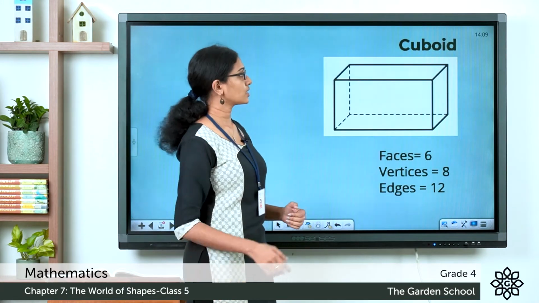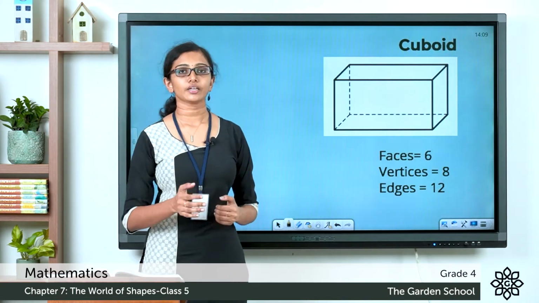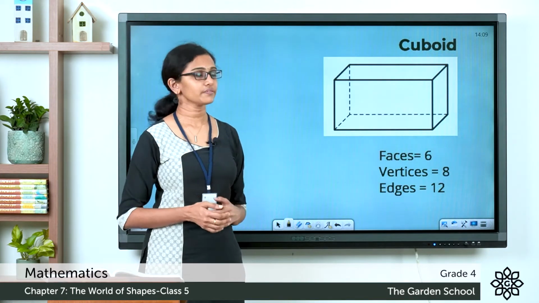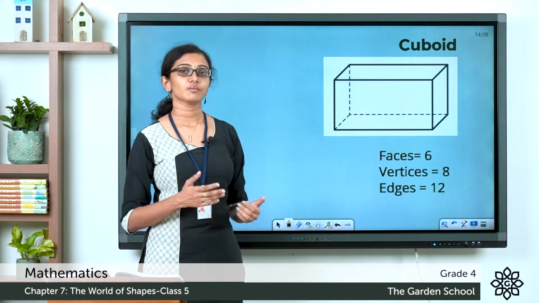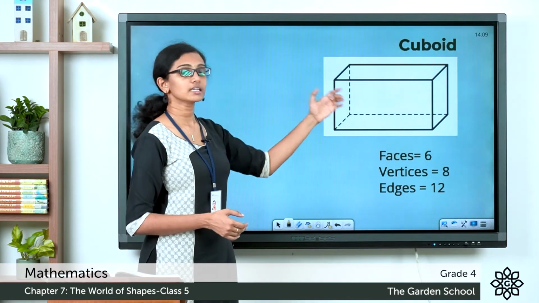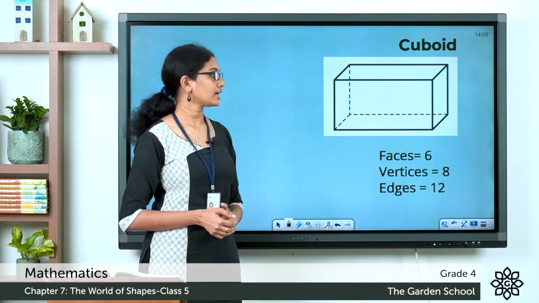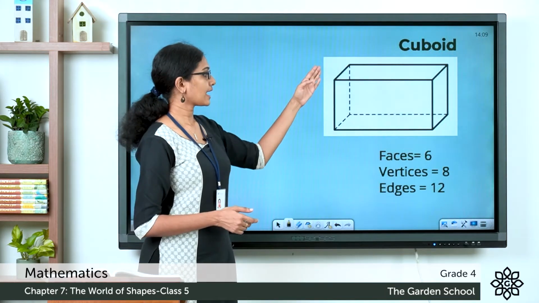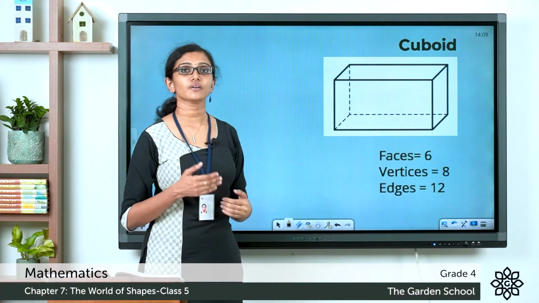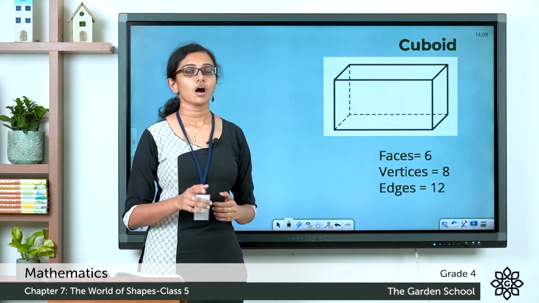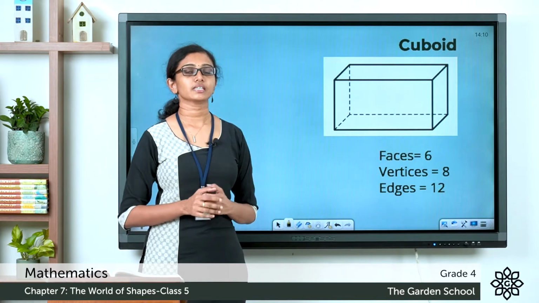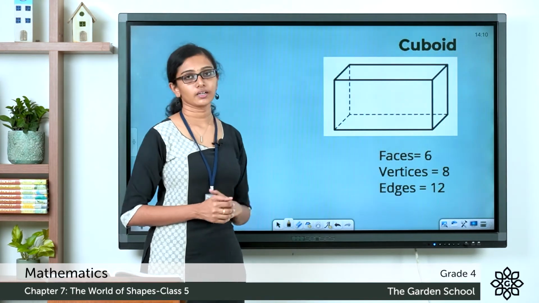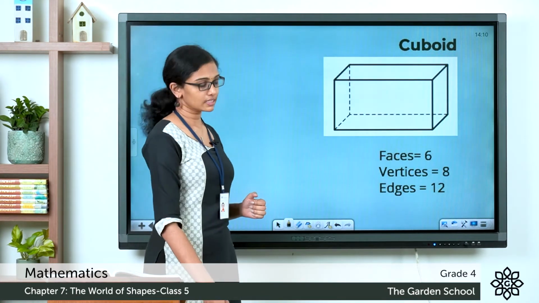Now let's see the next solid shape. Here you can see a cuboid. A cuboid is the shape of a shoebox. How many faces does a cuboid have? Similar to a cube, a cuboid also has 6 faces. And how many vertices are there? It is similar to the cube itself. There are 8 vertices and 12 edges for a cuboid. In a cube, all the faces are the same. All the faces are equal-sided squares. But in a cuboid, it can be rectangular faces.